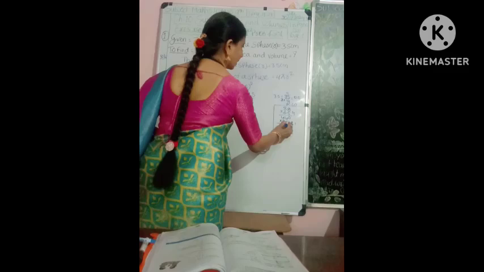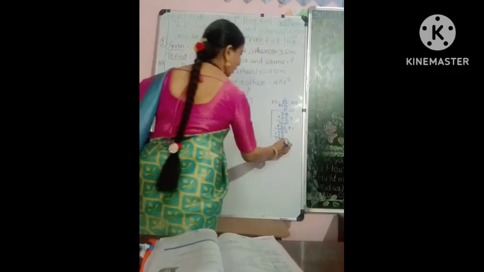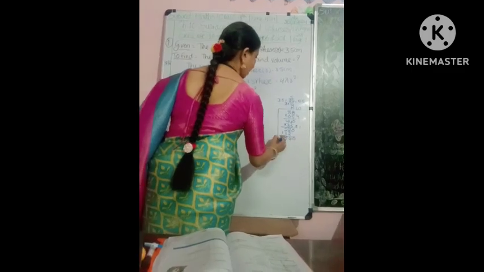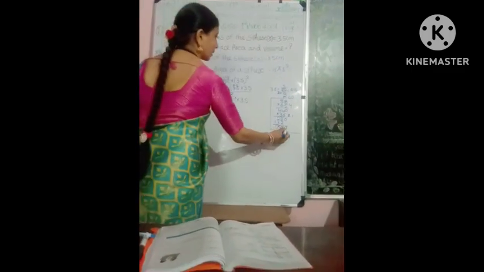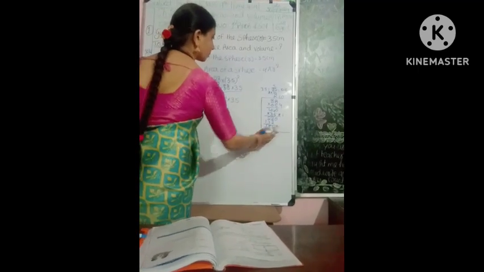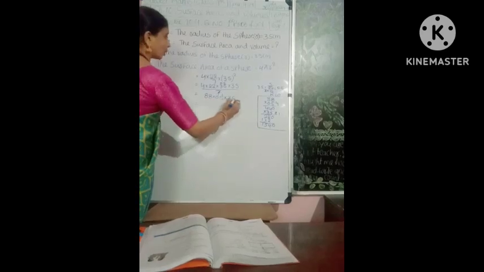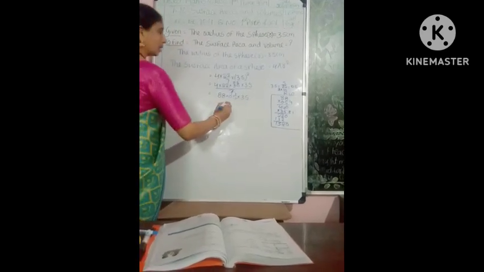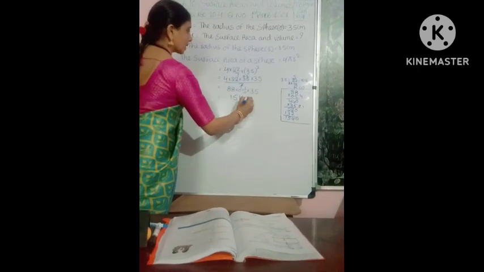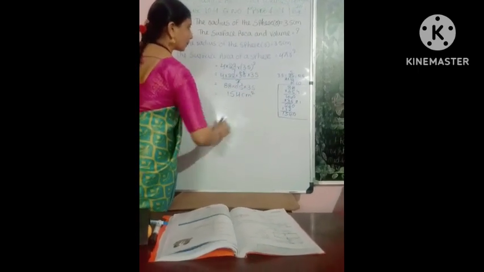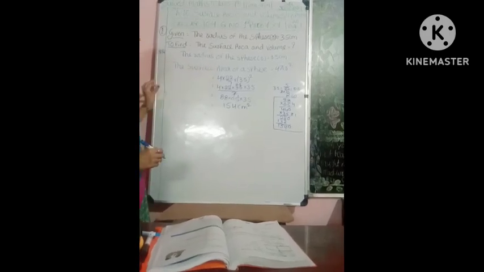After the decimal point, how many digits are there? A single digit only. So from right to left put the decimal point here. The product of all three terms you will get is 154 centimeter square. This is the surface area of the sphere.